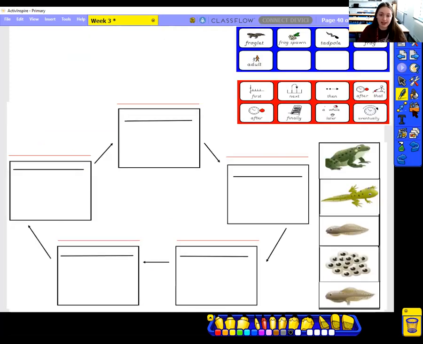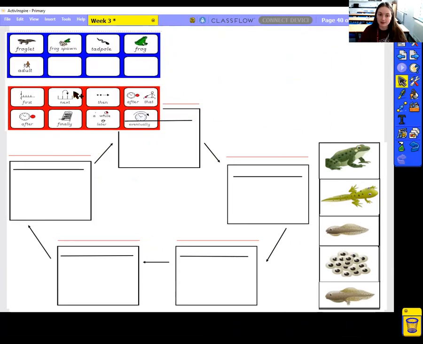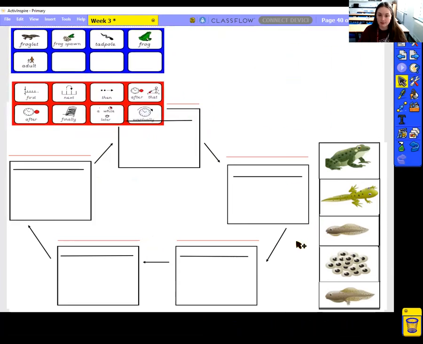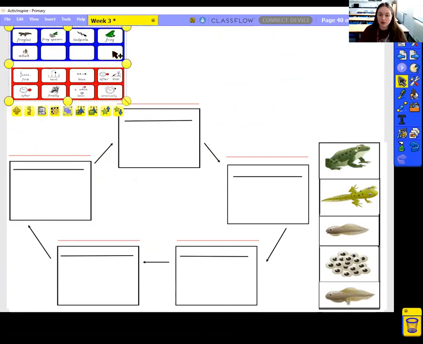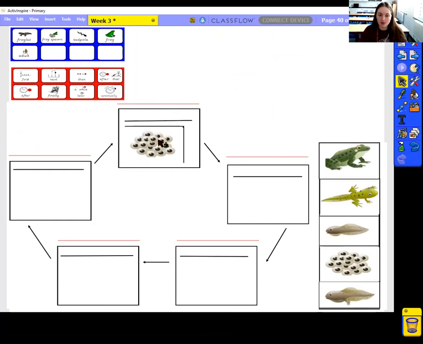Your activity today is to make the life cycle yourself. So the sheet is on the school website and everybody is doing the same activity today. We're all doing the same. So you are going to put the pictures in the right places. Because this is a cycle, you can start anywhere. You don't have to start with the one at the top. You can start with this one, or this one, this one, or this one. You can start anywhere.